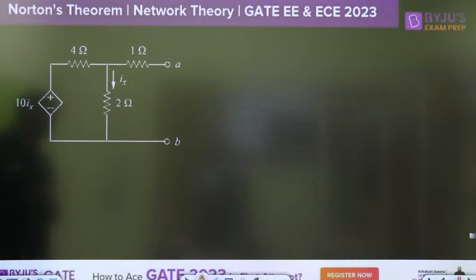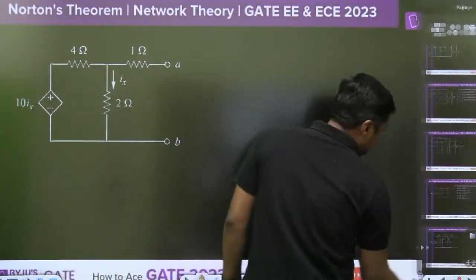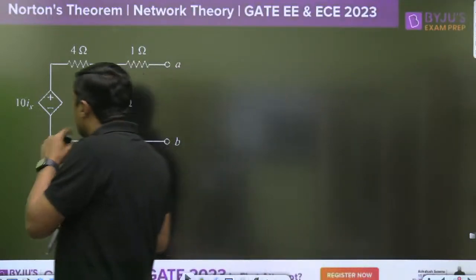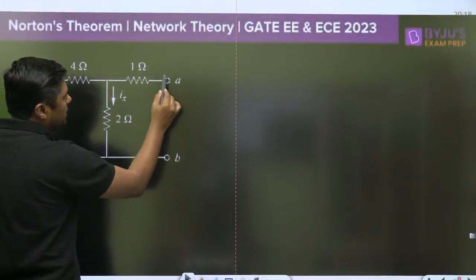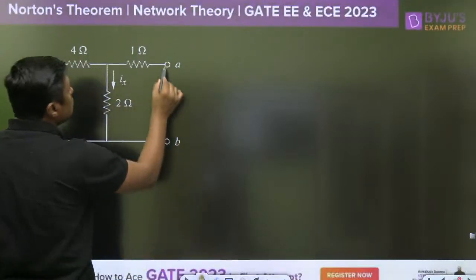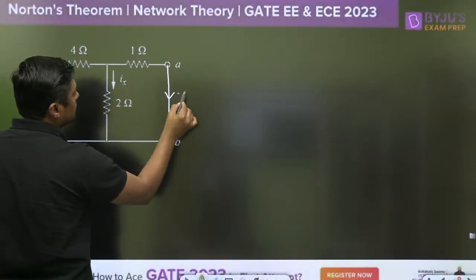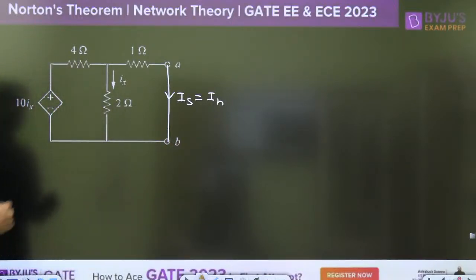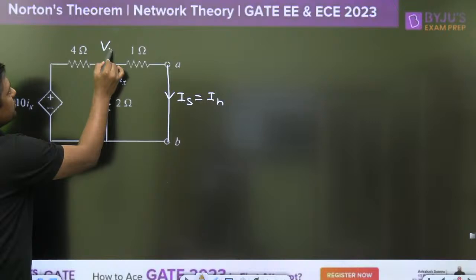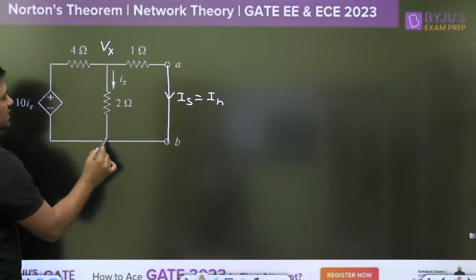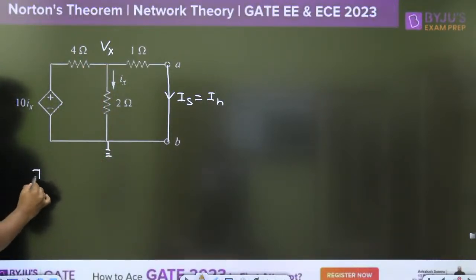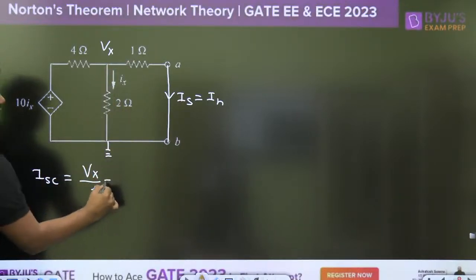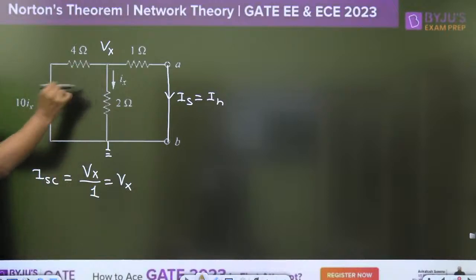Okay, no problem. Now, watch this diagram. How to find the ISC? First of all, make it short circuit. That is called Norton's current. Now, this voltage, let's try to understand. Let this be the Vx voltage. Let's take this as a reference. So ISC will become Vx upon 1 ohm. This is Vx upon 1, that is nothing but Vx. Now try to find the Vx.